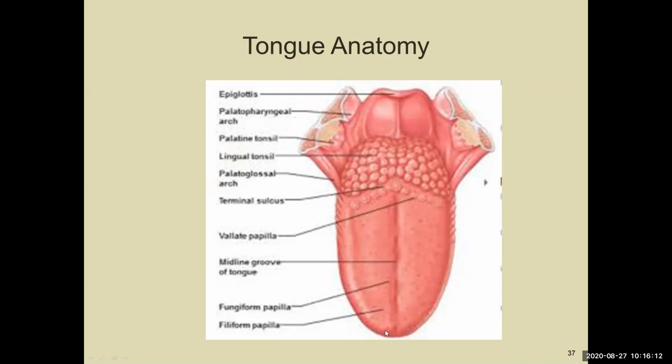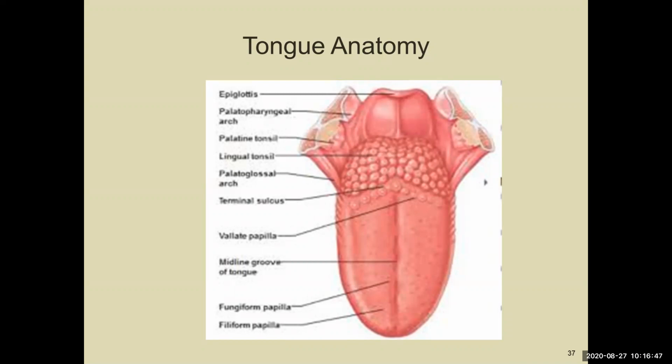Then you have something called filiform papilla, and filiform papilla makes up the bulk of the tongue, and it gives the tongue the velvety texture. Then you have something called fungiform papilla, because they look almost like mushrooms. When you look at them microscopically, they look like a little mushroom.